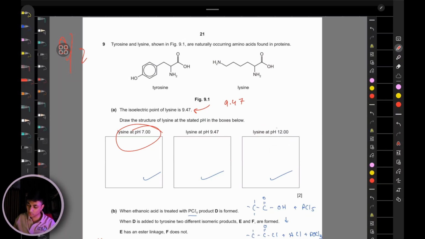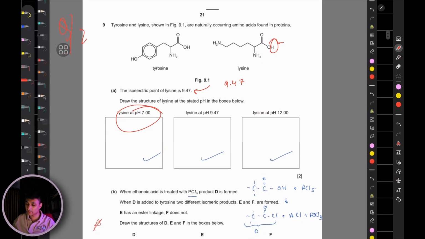And at the pH of 12, what's going to happen? It is going to lose this H and form minus. Nothing else. This NH2 group stays as it is. So that is your part A.